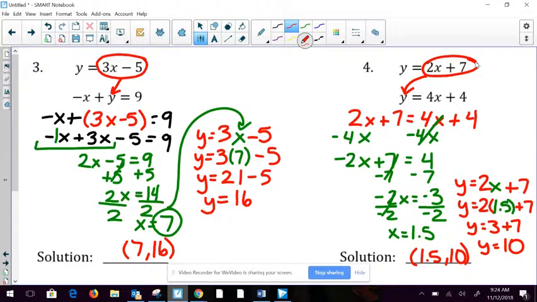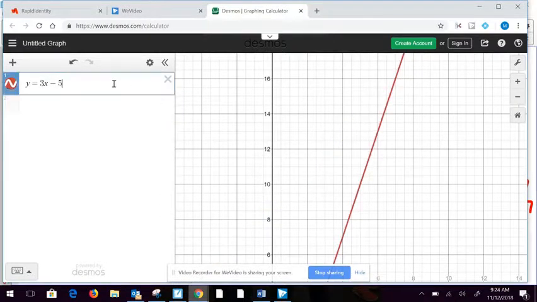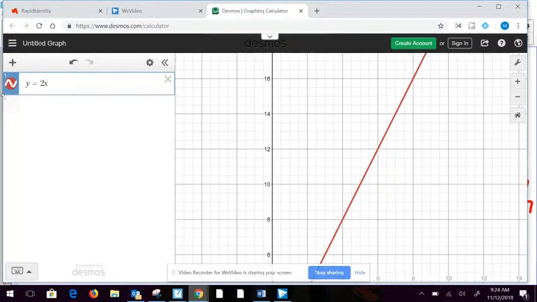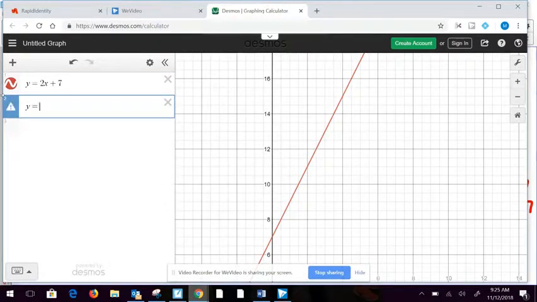Now, some of you may be wondering, could I still see this graphically? You can. If you wanted to double check your work because you got a decimal and you were a little uncomfortable with that, again, you can go back to your decimals page, just clear out these equations, and we'd start over. My first equation, y is equal to 2x plus 7. My second equation, y is equal to 4x plus 4.